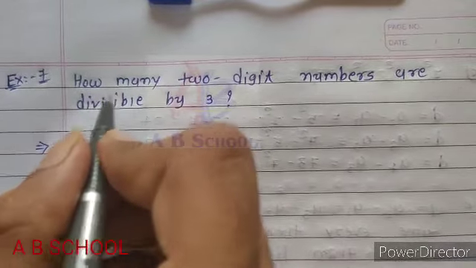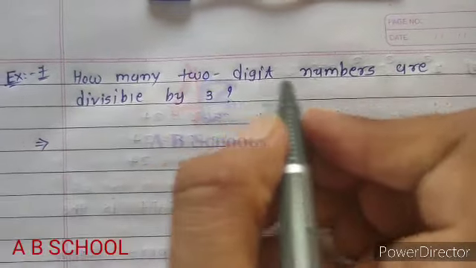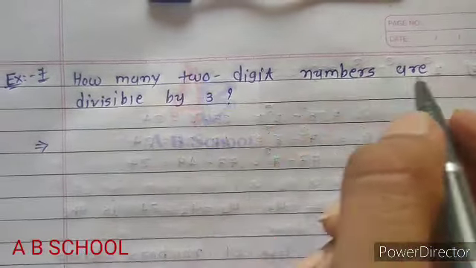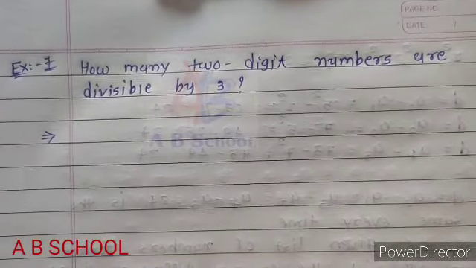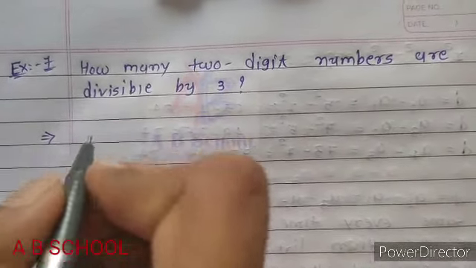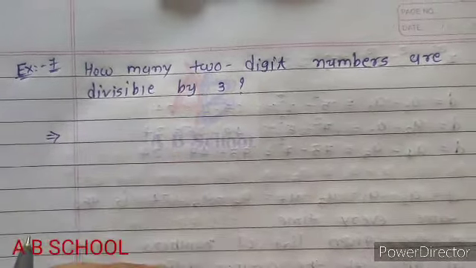Now example number 7: how many 2-digit numbers are divisible by 3. We have to find how many 2-digit numbers are divisible by 3. The 2-digit numbers start from 10 and end at 99. So 12 is the first 2-digit number which is divisible by 3.